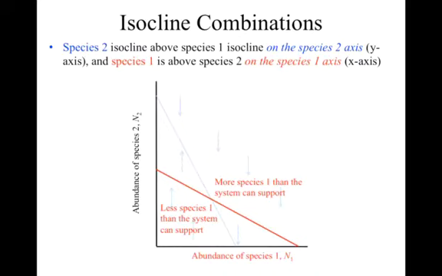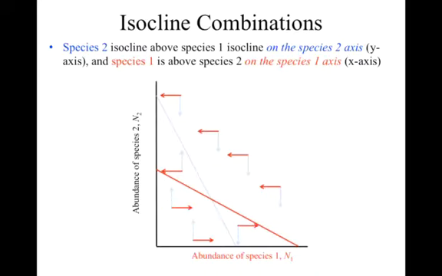When I have less species 1 than the system can support, that means I'm lying to the left of the species 1 isocline. That means I'm smaller along that x-axis. So when I have too much species 1, my species 1 population decreases, and that means moving to the left along the x-axis. And when I'm more to the left of the species 1 isocline, that means I have too little species 1, and my species 1 population should increase, and that means moving to the right along that x-axis. So there's my combined arrows and my 2 isoclines.